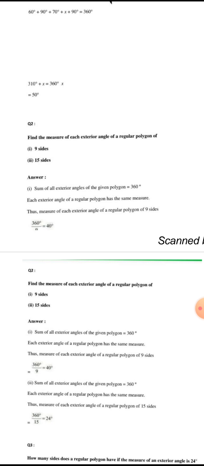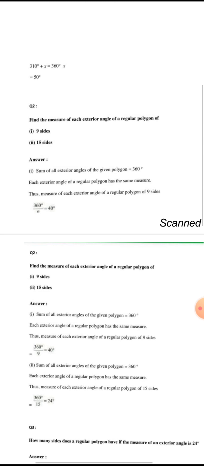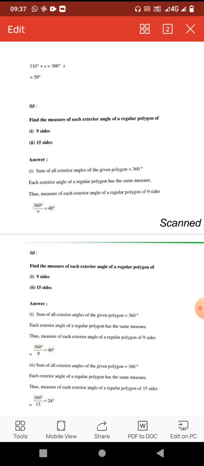Find the measure of each exterior angle of a regular polygon of 9 sides and 15 sides. 9 sides and 15 sides we have to find out. As you know, by the angle sum property, the sum of all exterior angles is always 360 degrees. So first we have to find the sides. Each exterior angle of a regular polygon has the same measure.